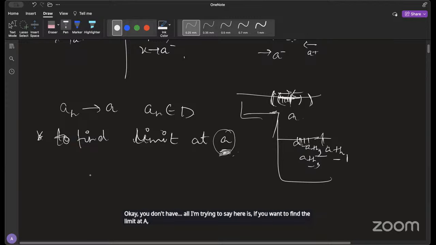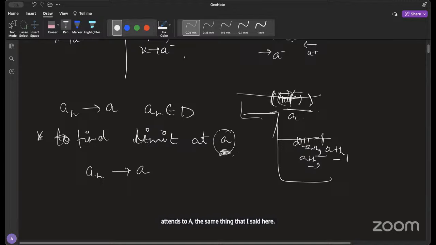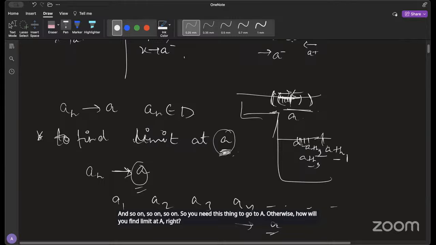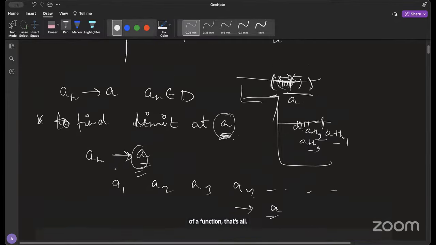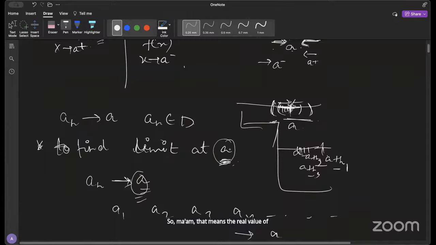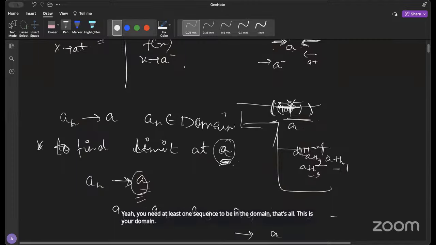Okay, all I'm trying to say here is if you want to find the limit at a, you at least need one sequence a_n that tends to a, the same thing that I said here. That comes closer, let's say you have a1, a2, a3, a4, and so on. So you need this to go to a. Otherwise, how will you find the limit at a, right? If you can't even come close to a, you can't find the limit at a of a function. Yeah, you need at least one sequence in the domain. One sequence that tends to a should be in the domain. That's all.